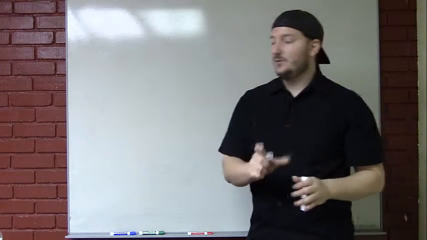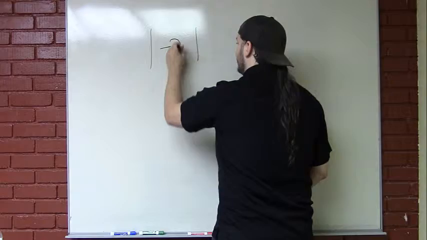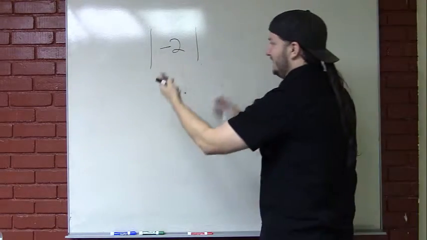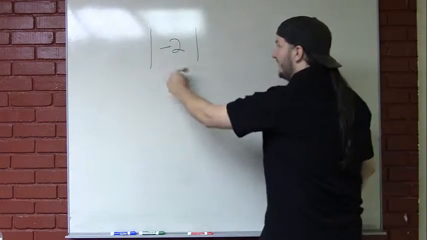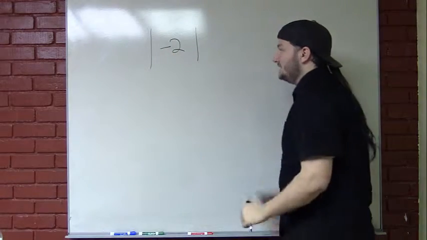So distance is the key word, and I'll tell you why. So absolute value bars just look like 2 bars on the left and the right side of the number, okay? So this is what's called absolute value. So it's read like the absolute value of negative 2.